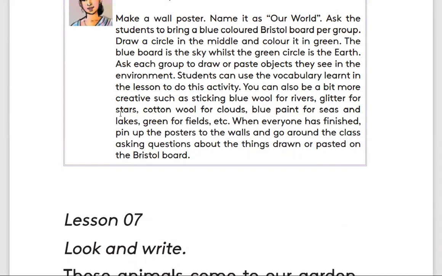Right, put the stars in the sky and cotton wool for clouds. Blue paint for sea. We know that on this earth there are seas, reservoirs, rivers, waterfalls and lakes, and green for fields. When everyone has finished, pin up the posters to the wall and go around the class asking questions about the things drawn or pasted on the bristle board. Right, we can discuss the things in the poster. Okay, the things in the earth and the things in the sky.